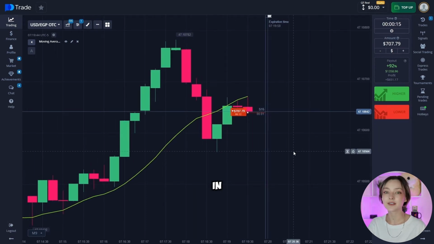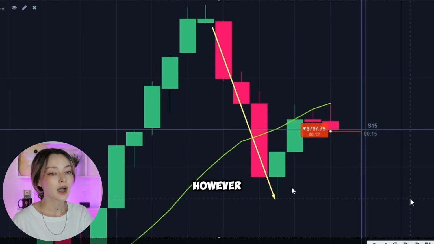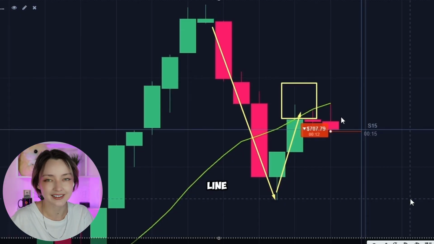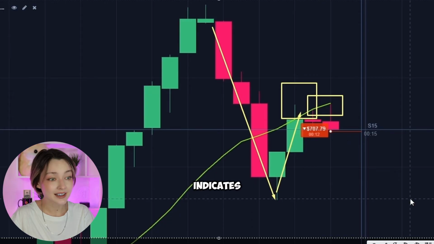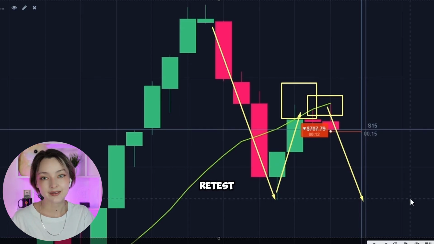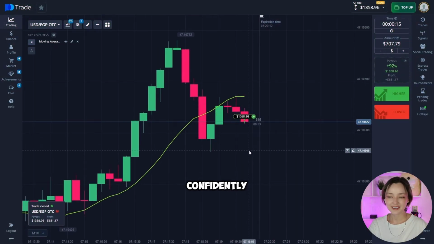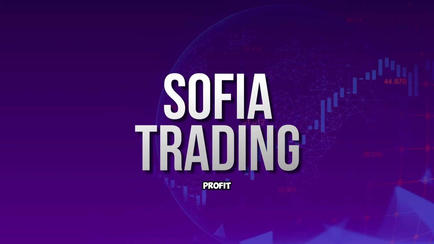As we can see, in this case, the price broke through the line and retraced back to it. However, if we take a look at the candles, we can notice these previous reactions to this line, a bunch of them. This indicates that the downward motion is to be continued. So yeah, this is called a level retest. We confidently closed yet another trade with a profit.